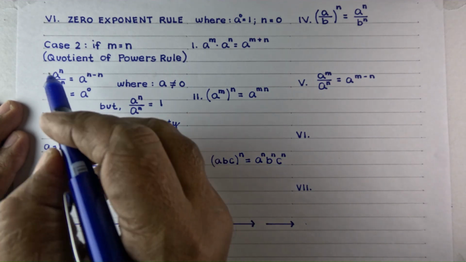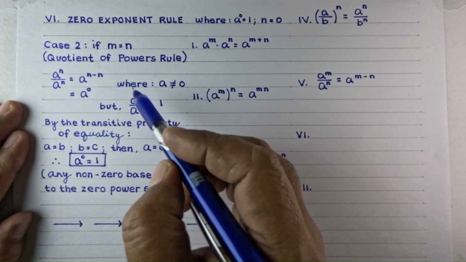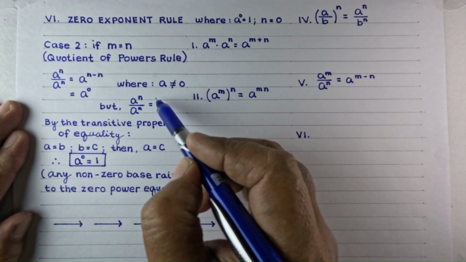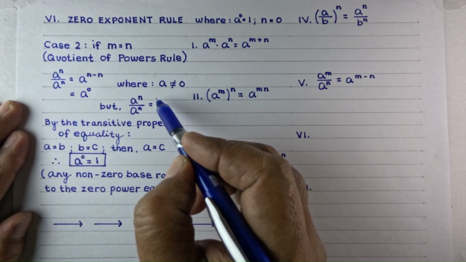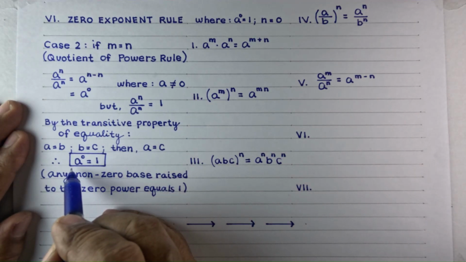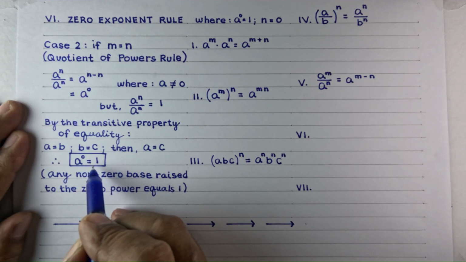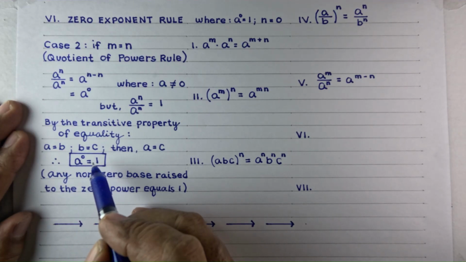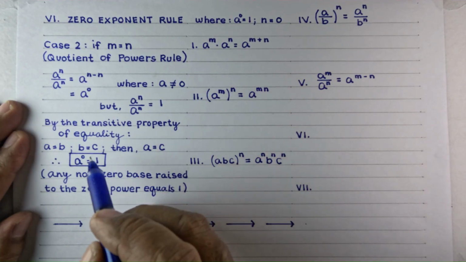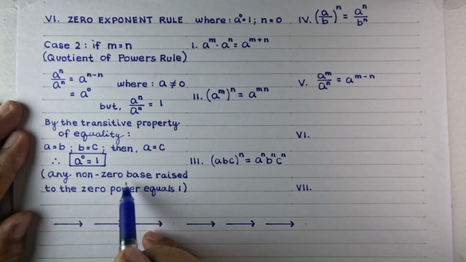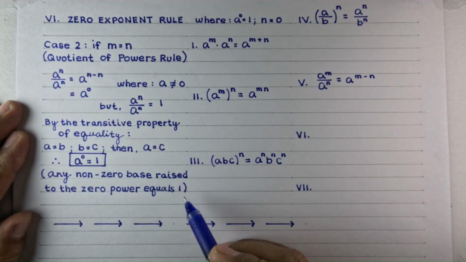So if this quotient is equal to a to the 0 power, and the same quotient is equal to 1, therefore a to the 0 is equal to 1. Right there. So a to the 0 power equals 1. So we refer to this as the zero exponent rule. That means any non-zero base raised to the 0 power equals 1.